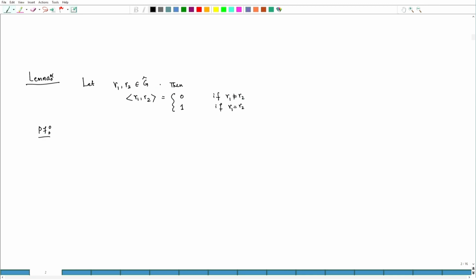So, the proof is easy. The inner product of gamma 1 and gamma 2 is 1 over n, summation over x varying over G, gamma 1 of x times gamma 2 of x bar. By definition, this is 1 over n summation over x in G of gamma 1 of x times the character gamma 2 bar, which is the character we have defined, that gamma bar of x equals gamma of x whole bar, and we have seen that it is a character of G. So, this is a pointwise multiplication, therefore this is the sum over x in G of gamma 1 gamma 2 bar of x.